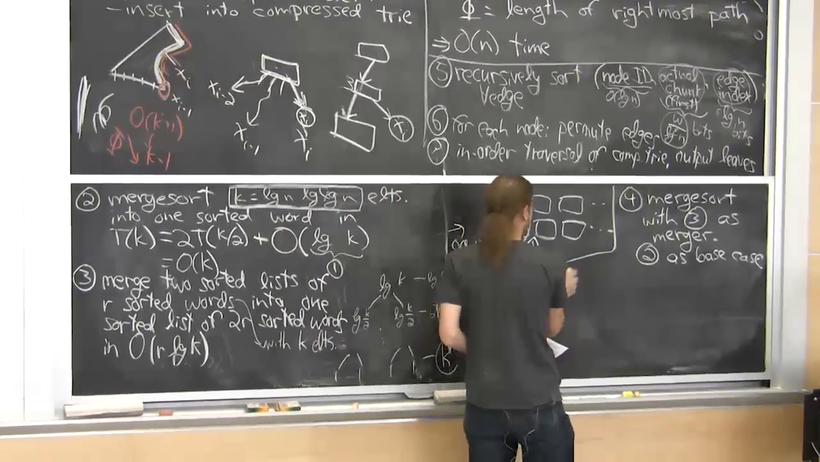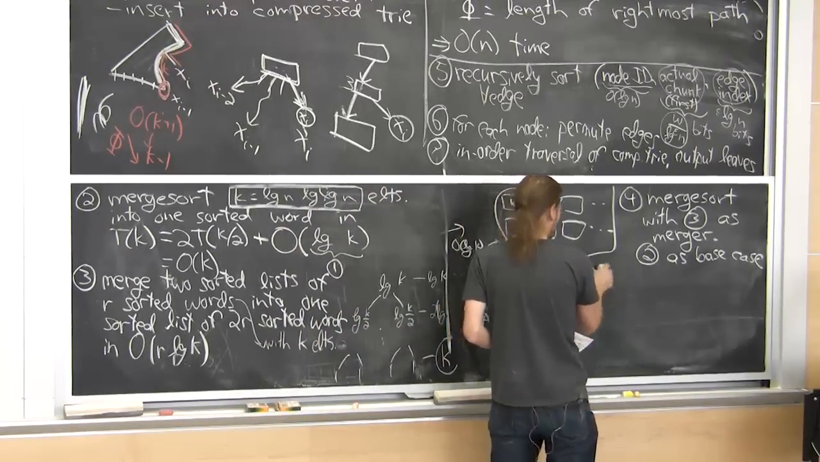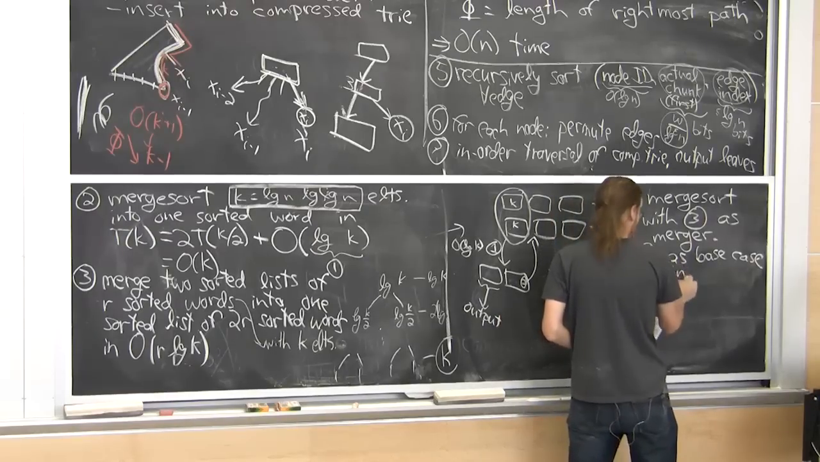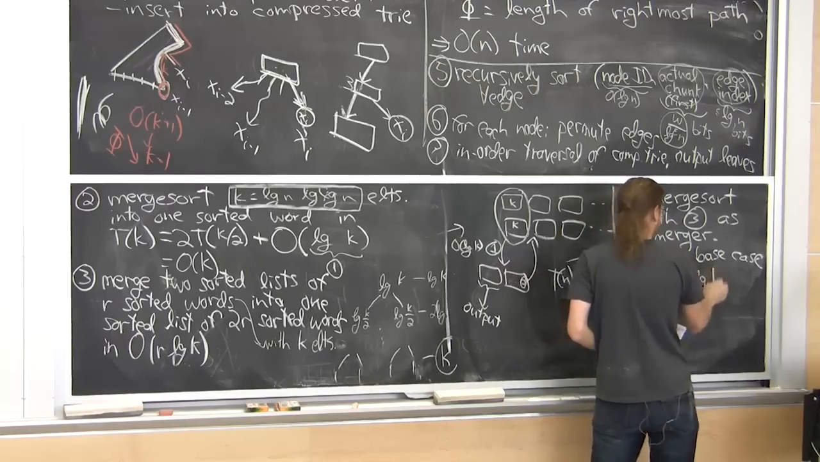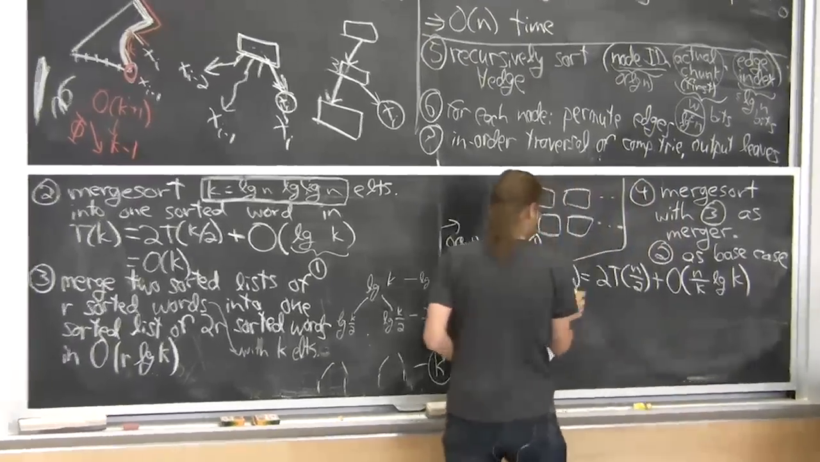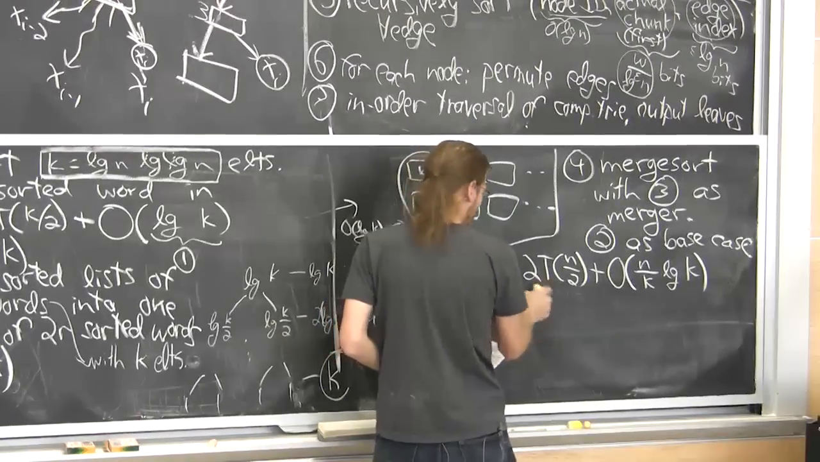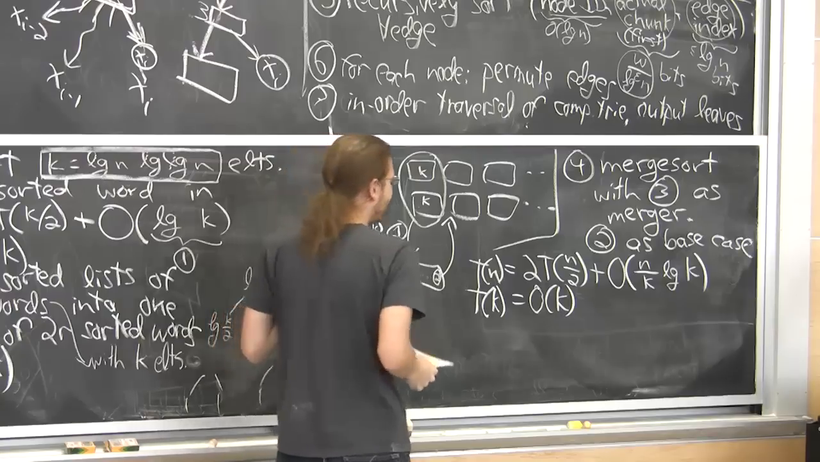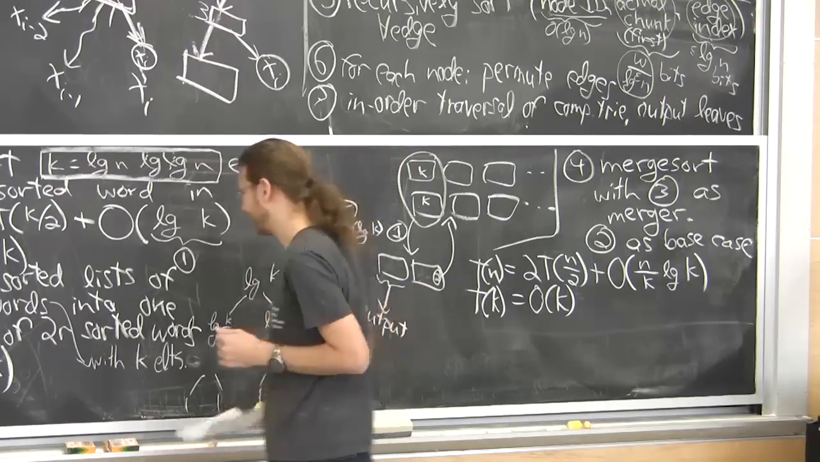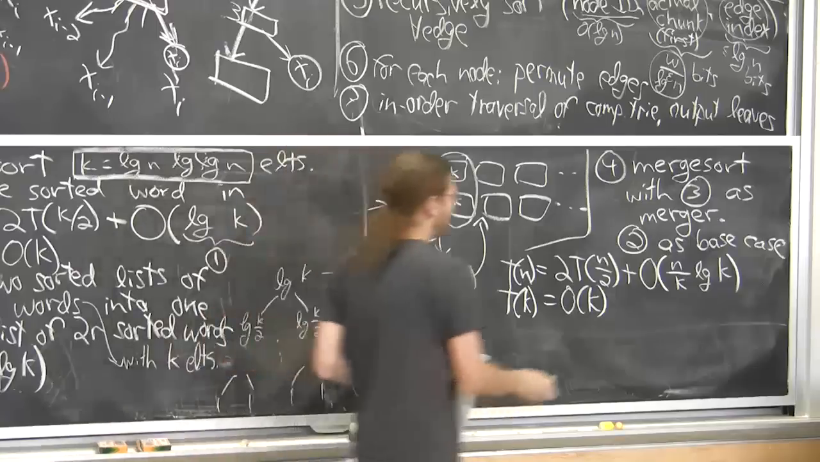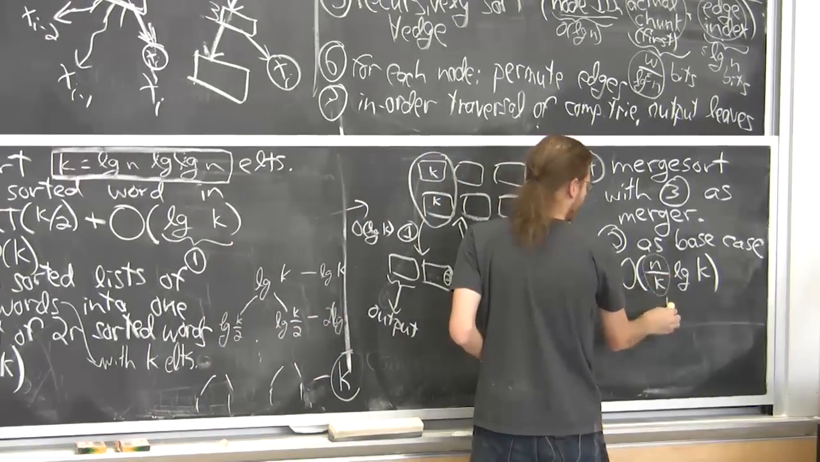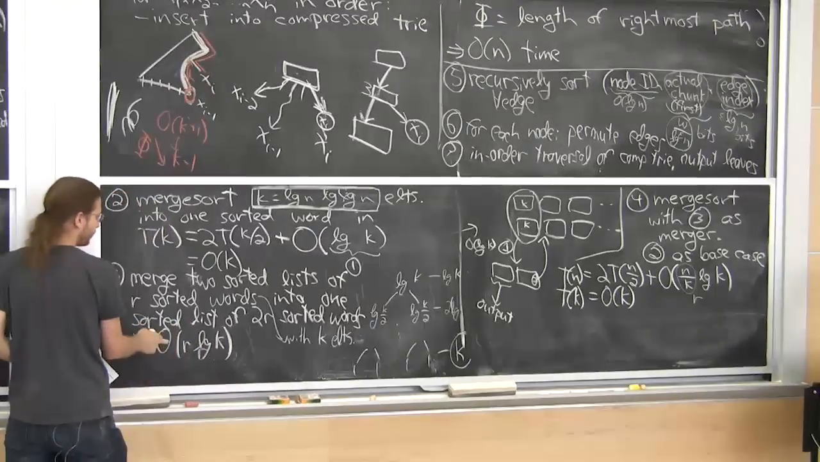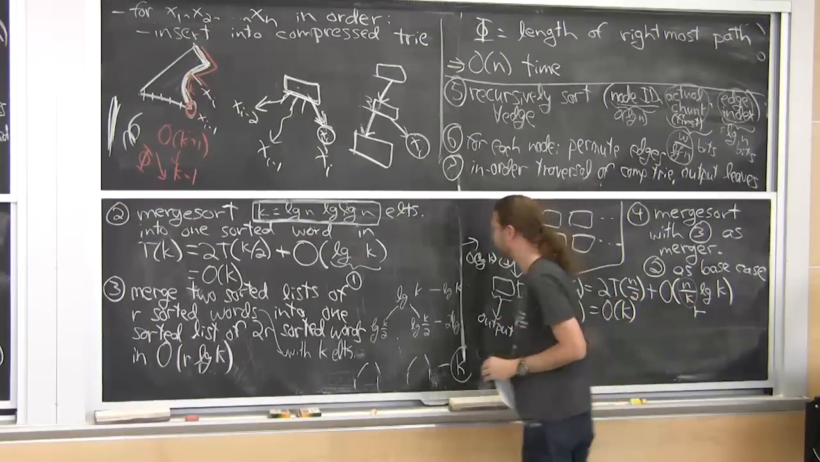So we end up with T of n is 2 times T of n over 2 plus n over k log k, and a base case of T of k is order k. Why is it all this? This thing is R. So we have r log k to do a merge. R here is n over k.